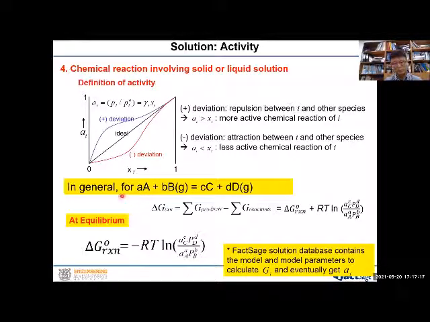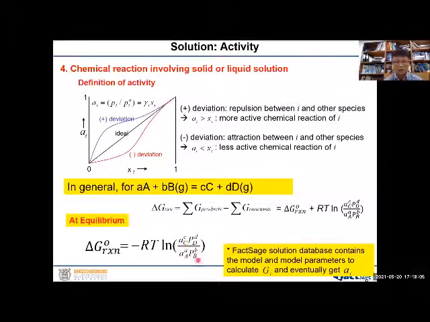So if you now consider the activity for a general system, A plus B becomes C plus D, the reaction Gibbs energy is the product Gibbs energy minus the reactant Gibbs energy, and you can summarize that as delta G naught of reaction between the pure species plus a correction term like this. At equilibrium, this delta G of reaction equals 0, then you can recombine them and express it this way: delta G naught equals minus RT ln activity. In this activity, we have the activity coefficient and the mole fraction. So if you assume the equilibrium condition, we can calculate what the composition of each phase would be, for example, in the liquid phase and in the gas phase.